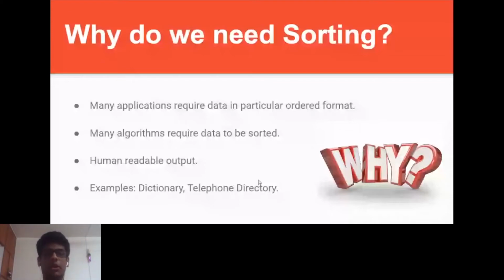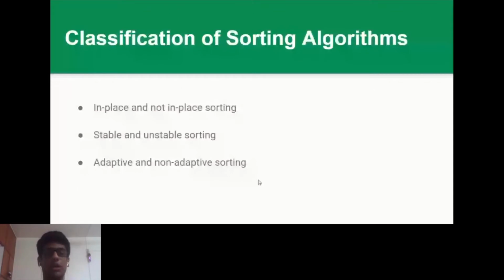Now sorting algorithms are classified into 3 types. First one is in place sorting and not in place sorting. The second one is stable sorting and unstable sorting. Then comes adaptive and non-adaptive sorting. Now first we will take a look at in place and not in place sorting.